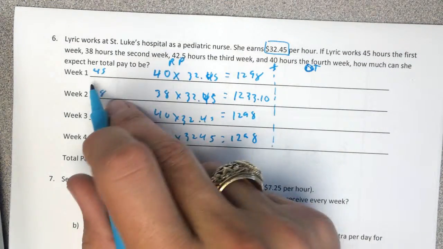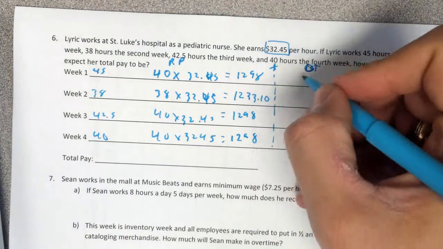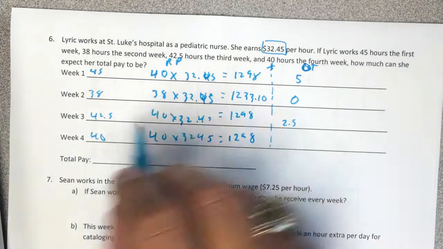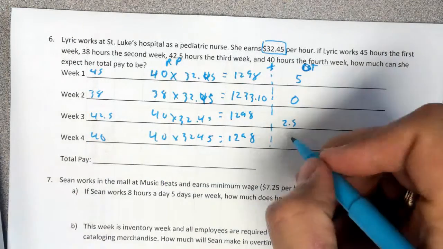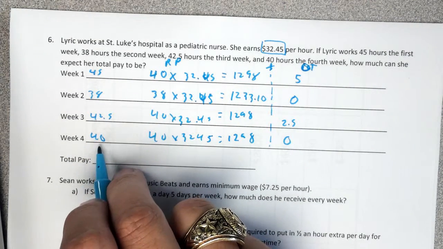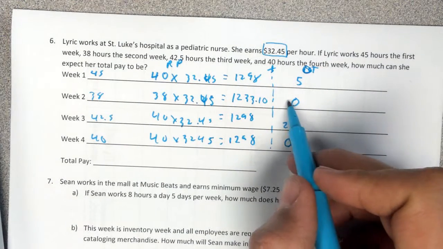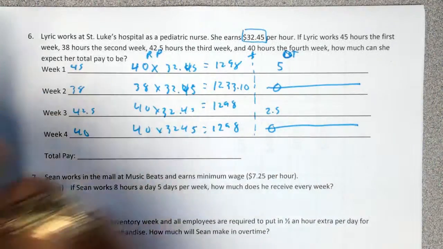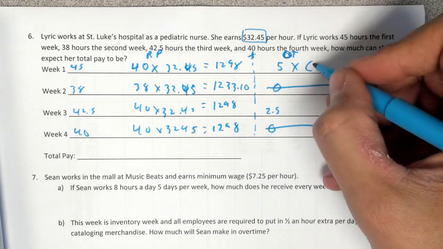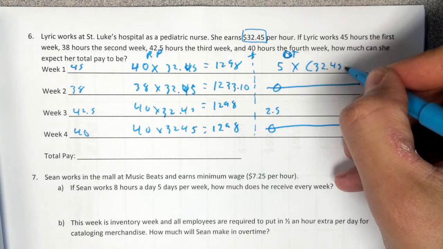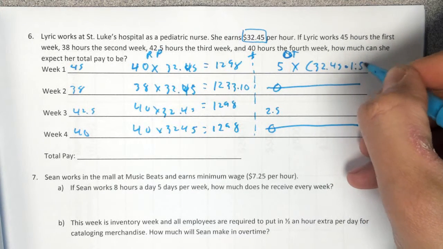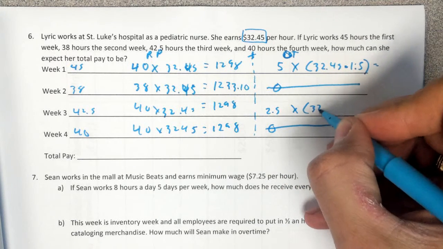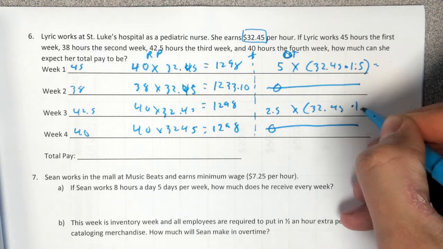Overtime. How many overtime hours when she works 45? That's 5 overtime hours. 0 for this one. 2.5 for third week. And 0 again for week number 4. She just hits 40. So the only ones we need to do are the first and the third weeks. My overtime pay is $32.45 times 1.5. This one is 2.5 times 32.45 times 1.5.